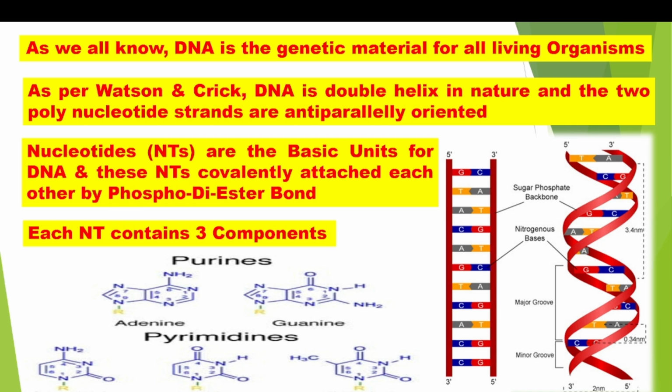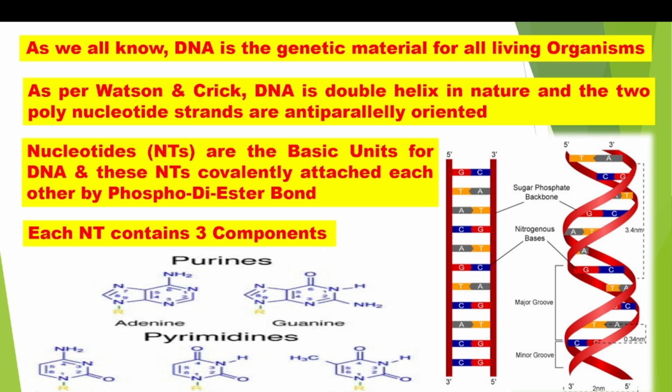Generally, these nitrogen bases are categorized into two types: purines and pyrimidines. Purines are adenine and guanine. They contain one six-member ring and one five-member ring. These are common to both DNA and RNA. Whereas pyrimidines are of three types. They contain only one six-membered ring. They are cytosine, uracil, and thymine. The pyrimidines present in DNA are cytosine and thymine, whereas in RNA the pyrimidines present are cytosine and uracil. So these are the nitrogen bases.